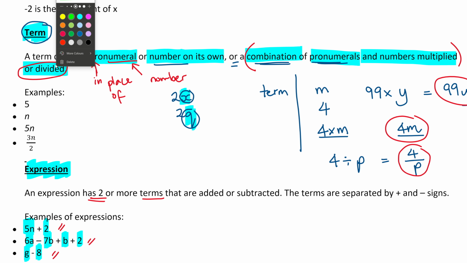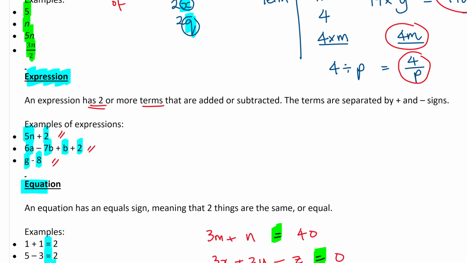Here are some more examples. I'm just going to highlight it so you know what I'm referring to. Terms could be a number by itself, or a pronumeral by itself, or the pronumeral and the number being multiplied together, or a combination of both. So 3 times n divided by 2, that's a term. Again, a term is separated by a plus and minus sign. So for example, let's come down to our expression. If we look at 5n plus 2, how many terms are there? I want you to have a think about this.